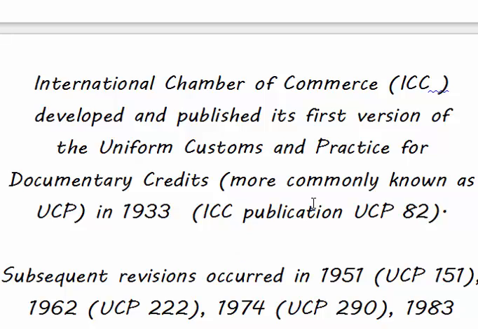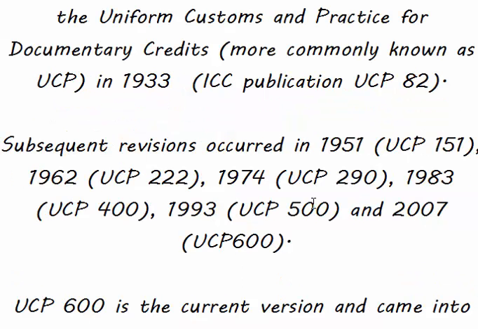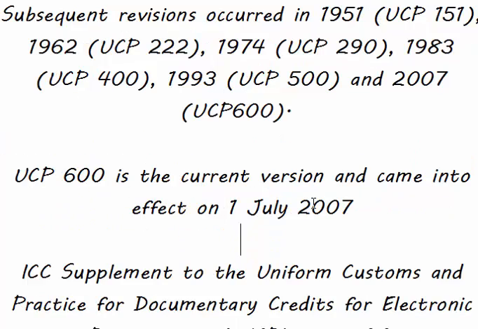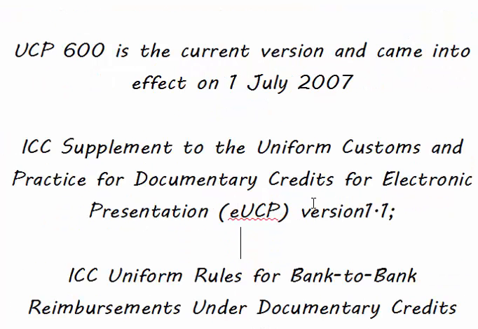Before that, there were no standard rules or guidance for letters of credit. Subsequent revisions to this happened in 1951, 1962, 1974, and 1983. Thereafter, 1993 was a very popular version, and now we have UCP 600 revised in 2007. This is effective 1st July 2007. We also have a publication called ICC Supplement to Uniform Customs and Practices for Documentary Credits, meant for electronic presentation, eUCP version 1.1. Along with UCP 500, we had version 1. Along with UCP 600, we have version 1.1.